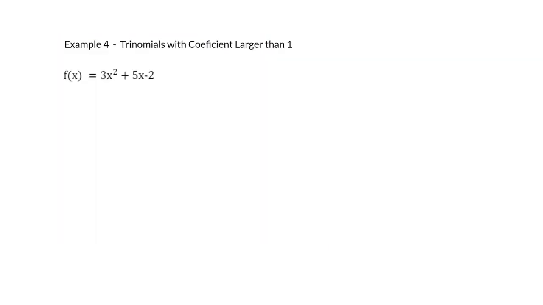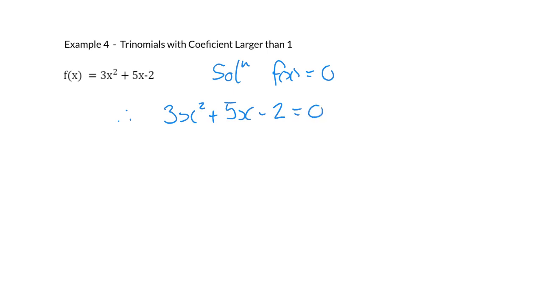Right, guys, final example. This time example 4, it's a trinomial where the coefficient is larger than 1. And also what we're looking to do is to find the solutions of the following quadratic equation. Now, the reason I wanted to write it like this is that to find a solution, we need to equate f of x equal to 0. And I wanted to show you that. So, therefore, 3x squared plus 5x minus 2 equals 0.